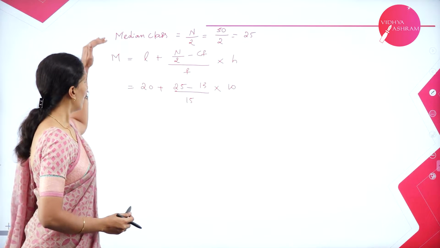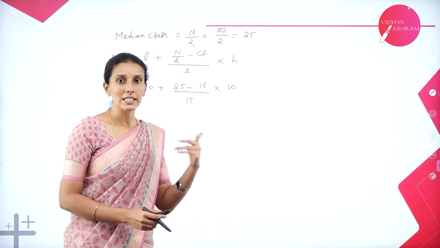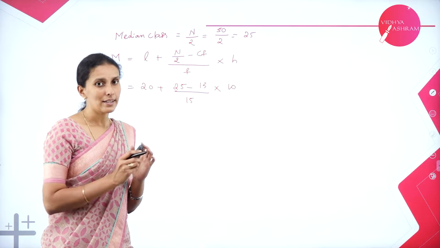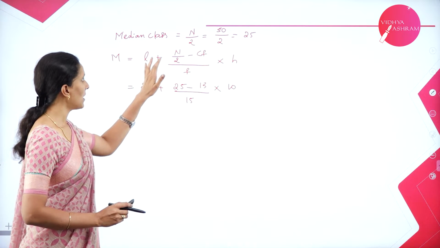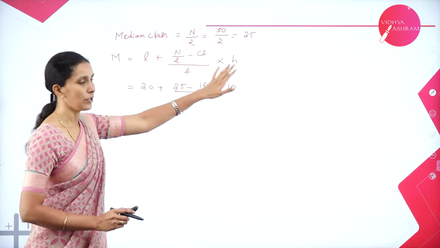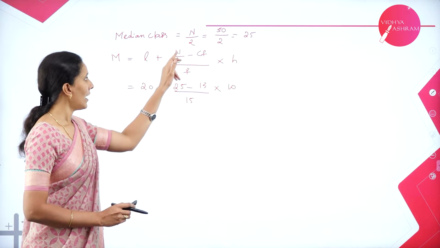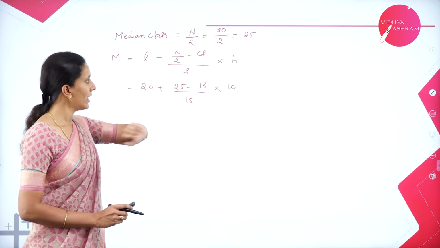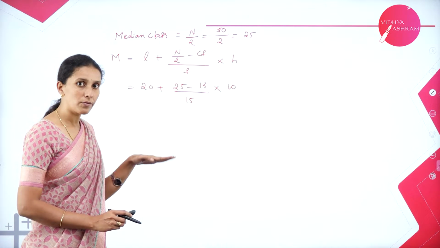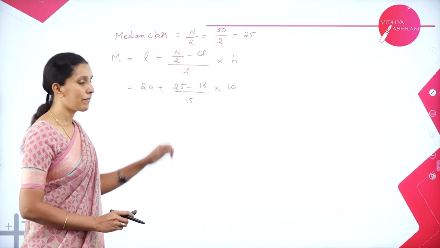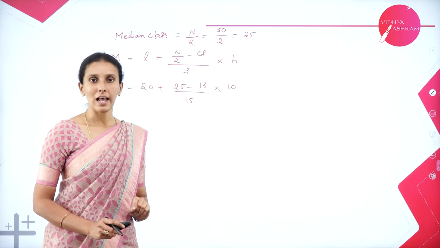So remember, first find the median class. You will get where the class interval lies. You take that as the median class. Again use the formula for the median, that is L plus (n by 2 minus CF) by F into H, where L denotes the lower limit of the median class, n by 2 is what you got previously, CF is the cumulative frequency of the previous class, F is the frequency of the median class, and H is the size of the class interval.